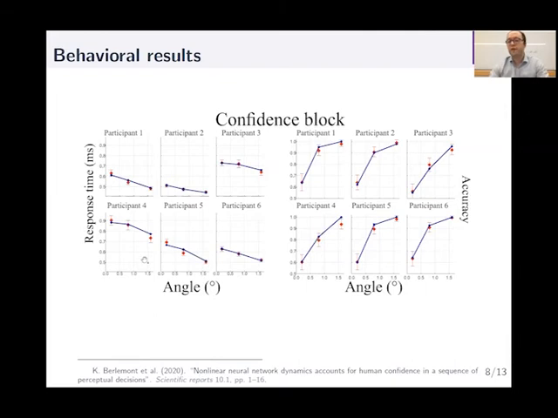And it does the same thing for the accuracy with respect to the orientation, on the right. It's the same: you have different shapes of accuracy with respect to angle, and the model is able to capture that. So these attractor networks can be fitted on behavioral data.